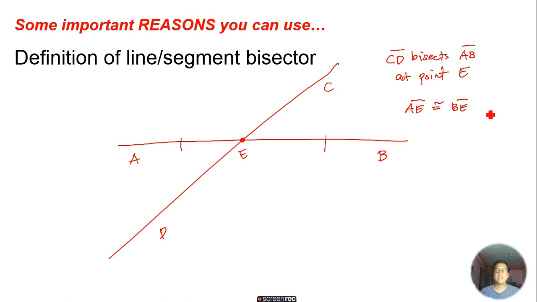So what is our reason? Our reason simply is the definition of segment bisector. Now, if this is a line, then you just say line bisector. But in our previous example, that is a line segment. So those are the reasons that we need to understand and use as we write the two-column proof.